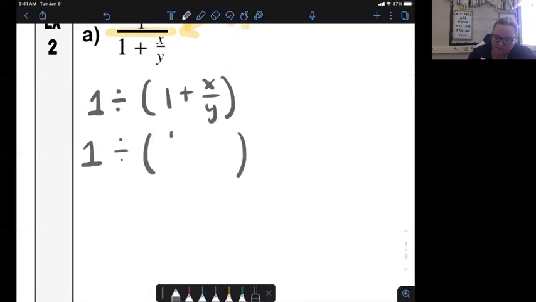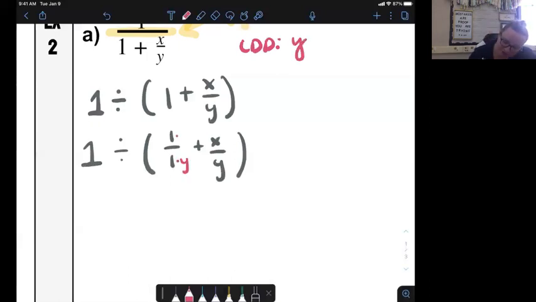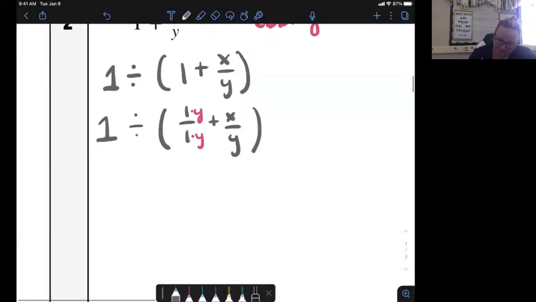well, 1 is technically 1 over 1 plus x over y. To be able to add these two fractions and combine them into one fraction, I need a common denominator. Well, my least common denominator would need to include a 1 and a y. Well, 1 times y is just y. So the first fraction needs to be multiplied by y over y. The second fraction would just need to be multiplied by 1. That's not going to change anything, so I don't need to worry about it. So I've got 1 divided by 1 times y is y, 1 times y is y.